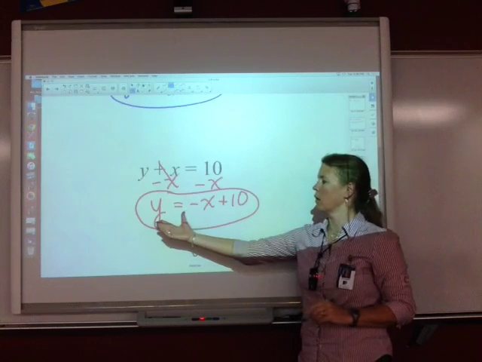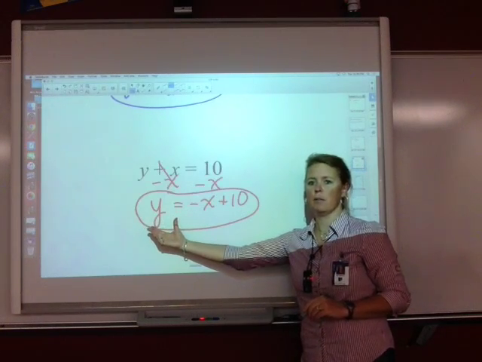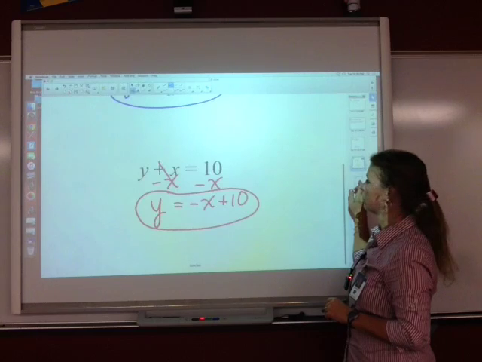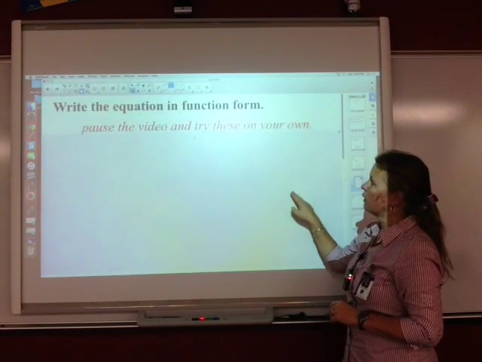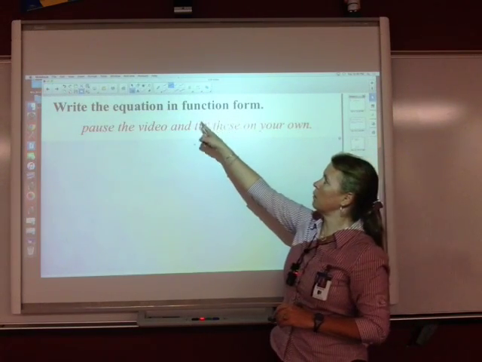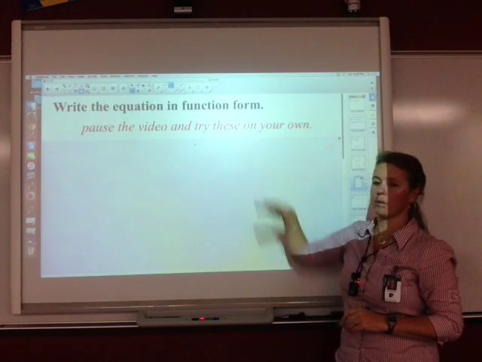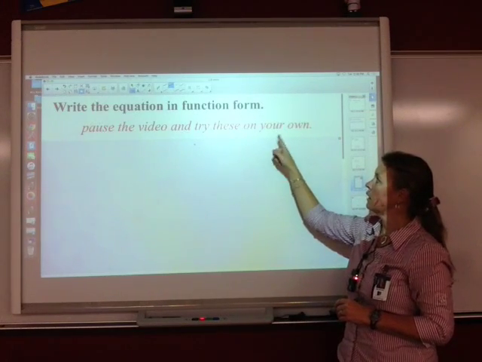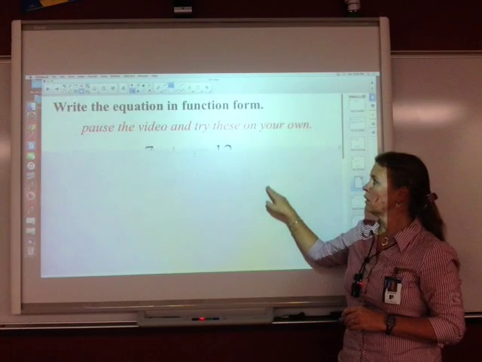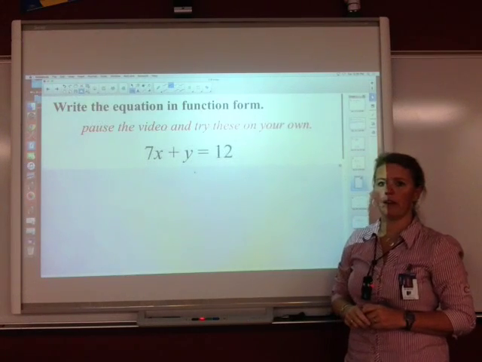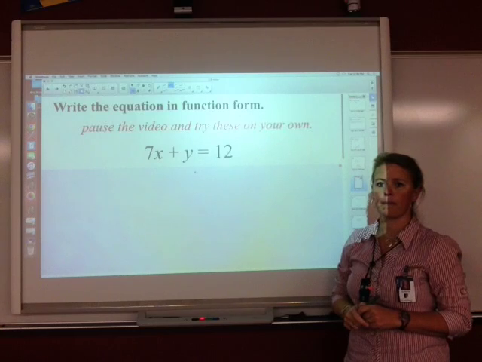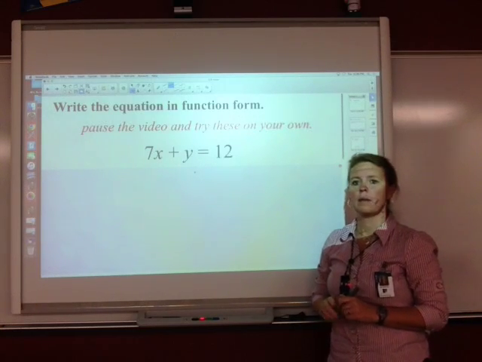Equation is in function form if the y, the dependent variable, is isolated on one side of the equation. You don't have to rewrite this, write the equation in function form, because that's what we're doing. But this does say pause the video and try these on your own. Start with this first problem, 7x plus y equals 12. Write it down. Pause.